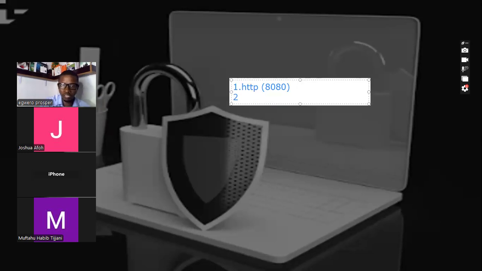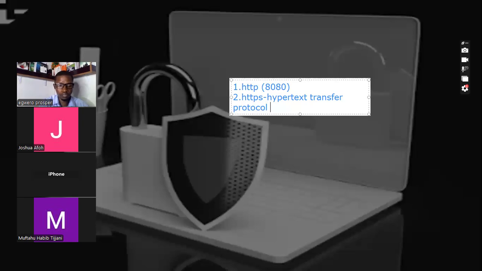So let's quickly look at the next one, which is HTTPS. There's a difference between the Internet Network Protocol that does not have the S and the one that has the S. So HTTPS means what? Hypertext Transfer Protocol Secure. That is what it means.